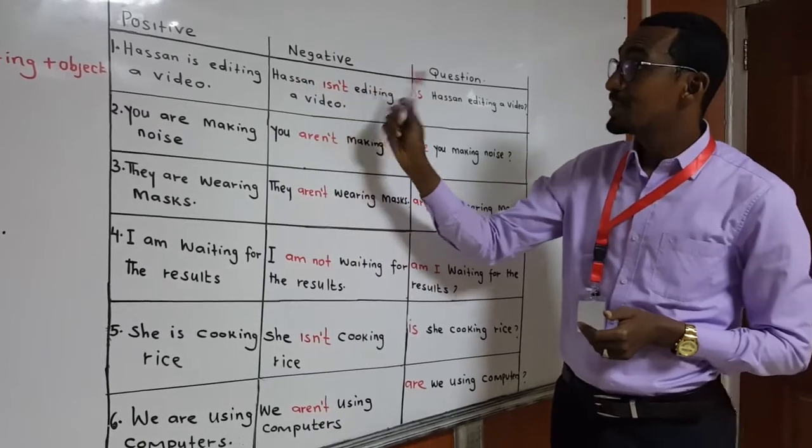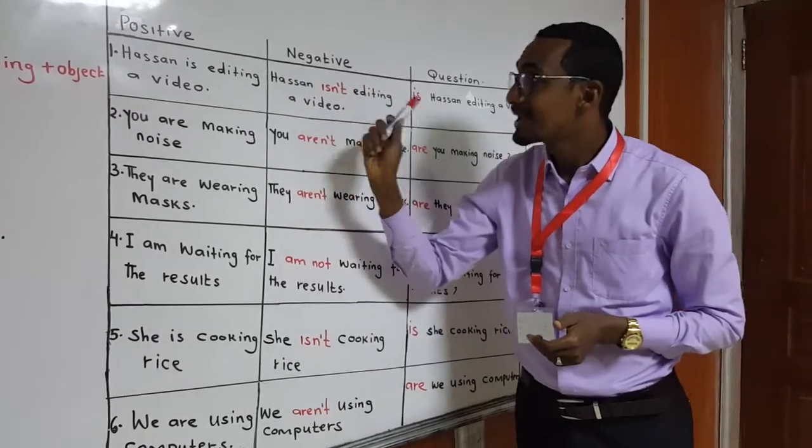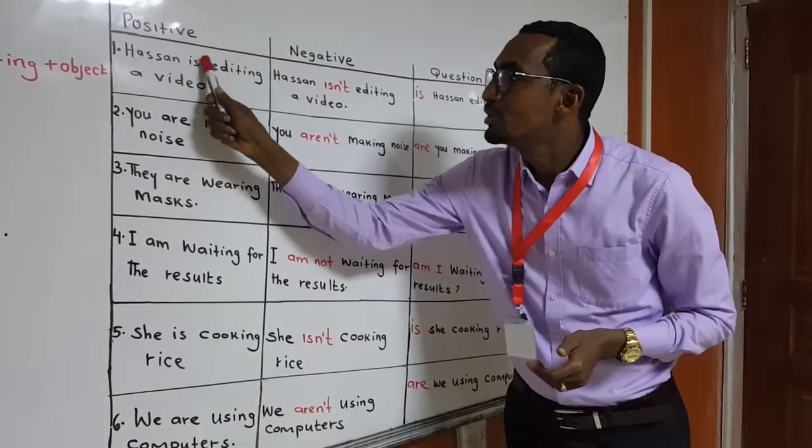Hassan, because the negative is always, when you want to make a negative, you use the auxiliary verb is.